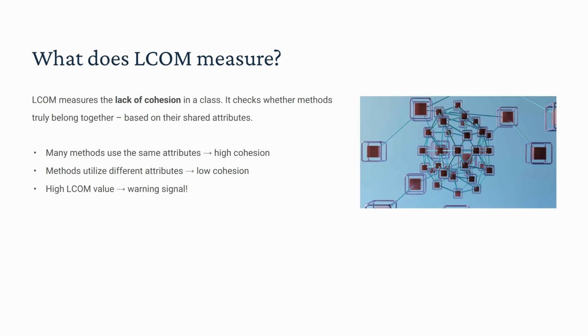Imagine a class person with an attribute name and the methods getName and setName. Both methods work with the same attribute name. This means we have high cohesion and low LCOM value.